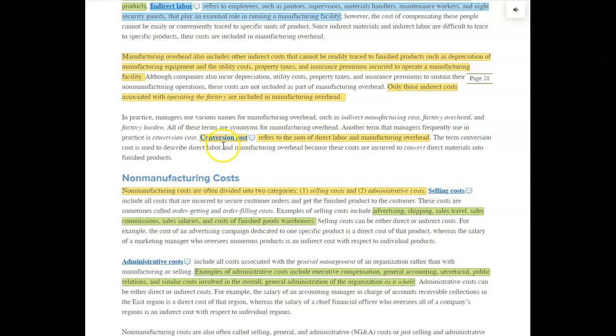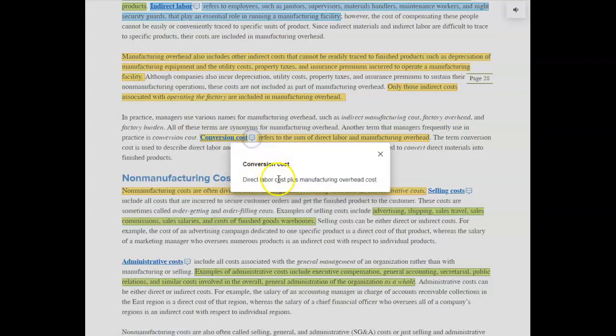And then another quick definition, conversion cost, look at this. This is the sum of direct labor cost plus manufacturing overhead cost. Again, so conversion cost will be these two added. If you noticed, we had the prime cost definition a minute ago. That was direct materials and direct labor. Conversion cost has direct labor and manufacturing overhead. So direct labor goes in both of those definitions.